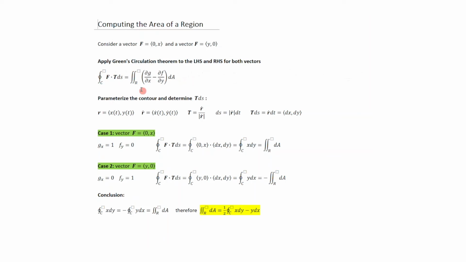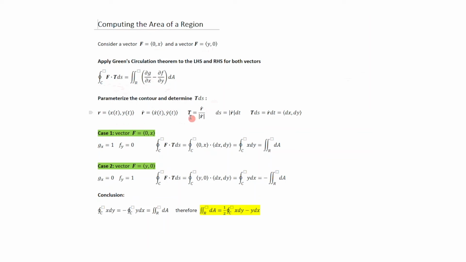So here is Green's circulation theorem. And so we're going to do this computation for this and do this computation for this and do a comparison between them. So we're going to parameterize a contour and determine T ds. So if we set position vector R as having a component x and y parameterized in terms of variable t, then the derivative of this with respect to t is x dot t, y dot t.